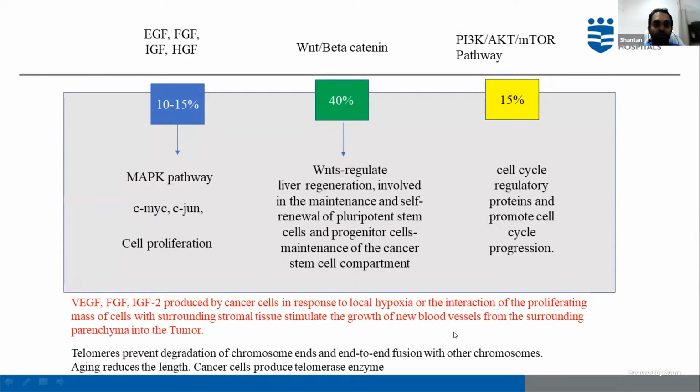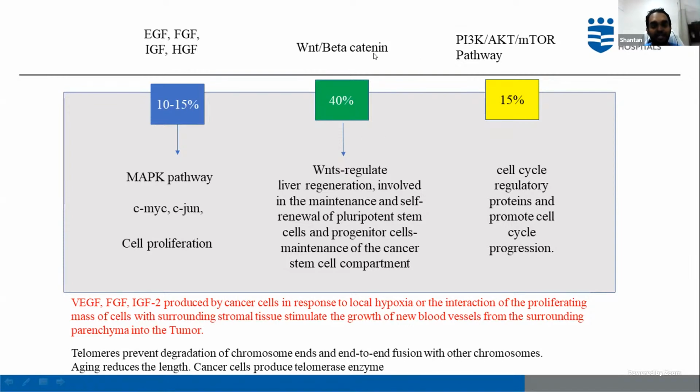Of all the molecular pathways, the WNT beta catenin pathway contributes to the majority of HCCs, where it is involved in around 40% of all HCCs. This WNT beta catenin pathway regulates liver regeneration and is involved in the maintenance of pluripotent stem cells.